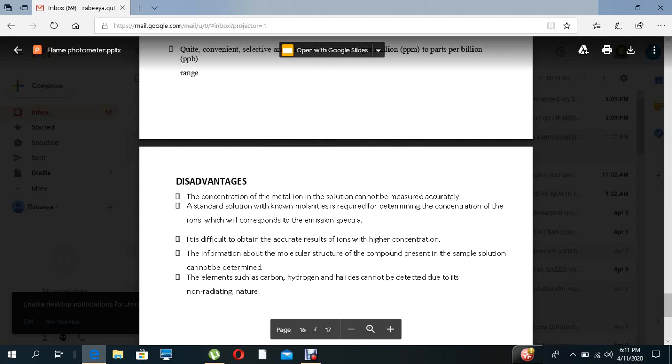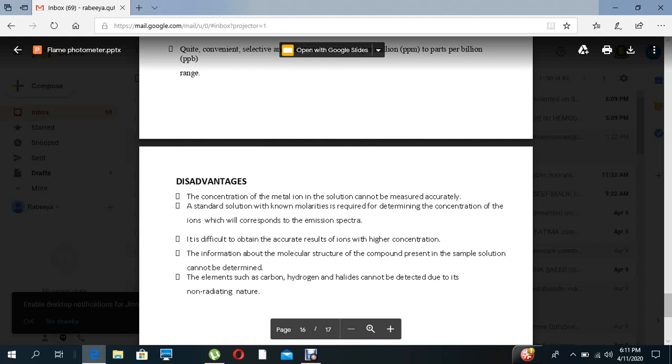A standard solution with known molarities is required for determining the concentration of the ions, which will correspond to the emission spectra, as you have already studied in the calibration process. It is difficult to obtain accurate results for ions with higher concentration. The information about the molecular structure of the compound present in the sample solution cannot be determined. The elements such as carbon, hydrogen, and halides cannot be detected due to their non-radiating nature.